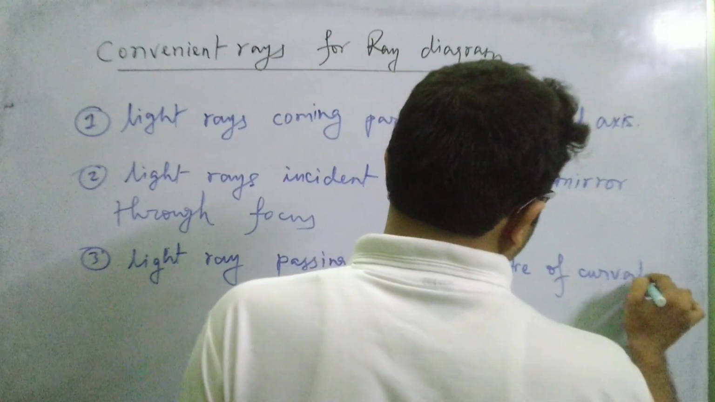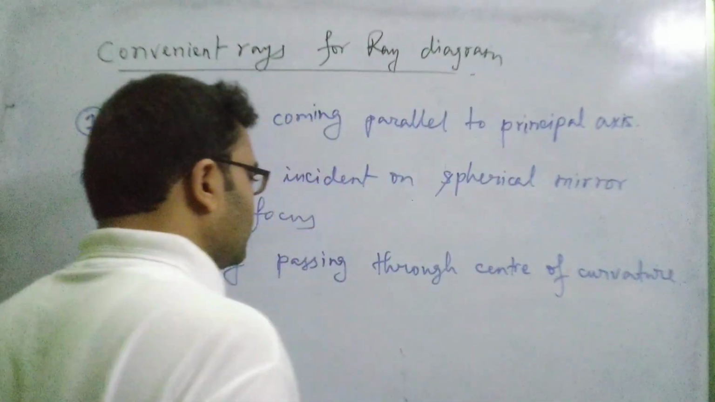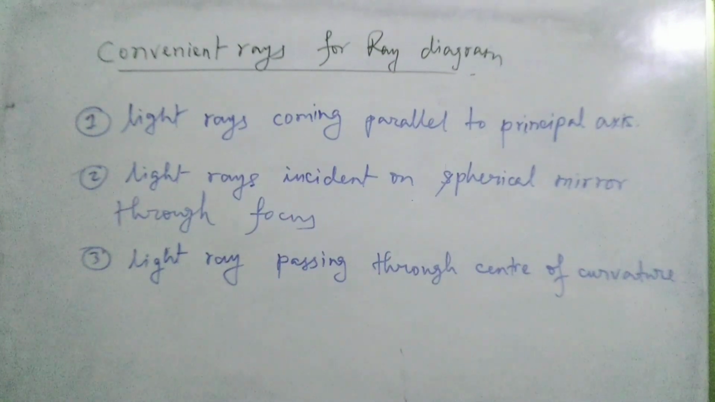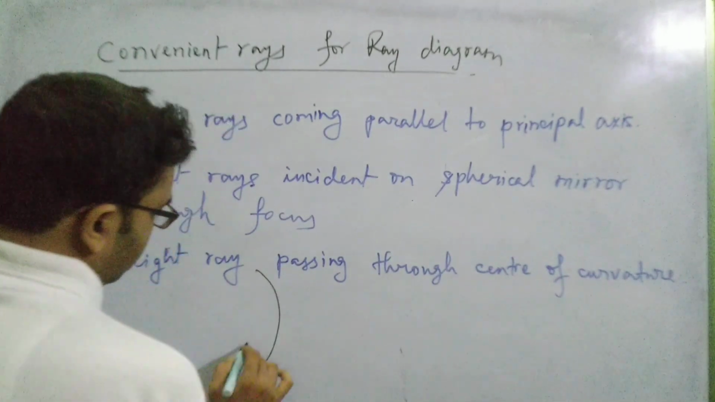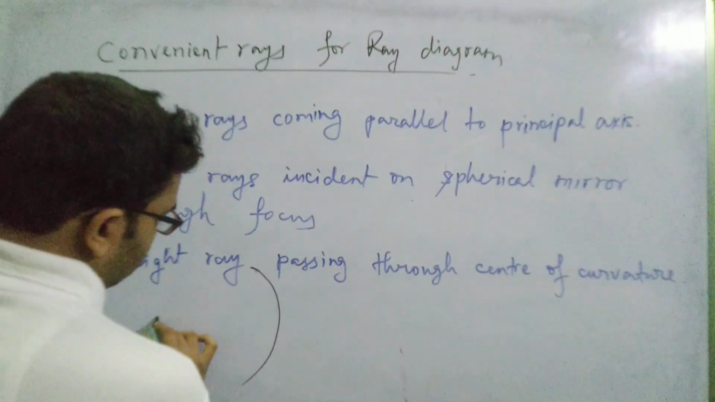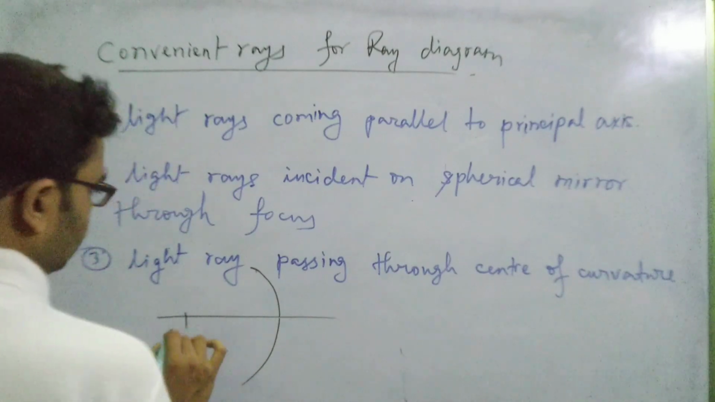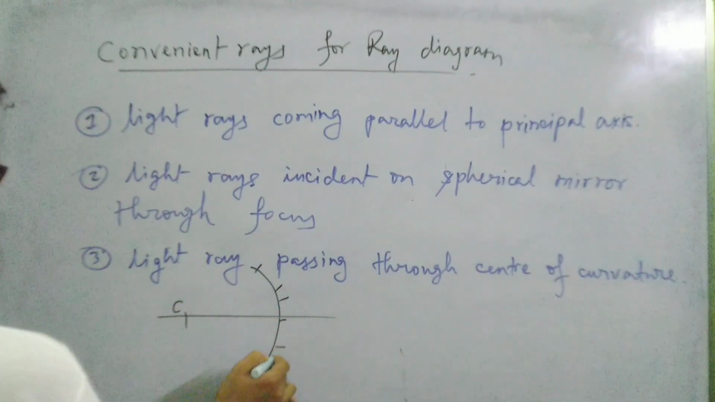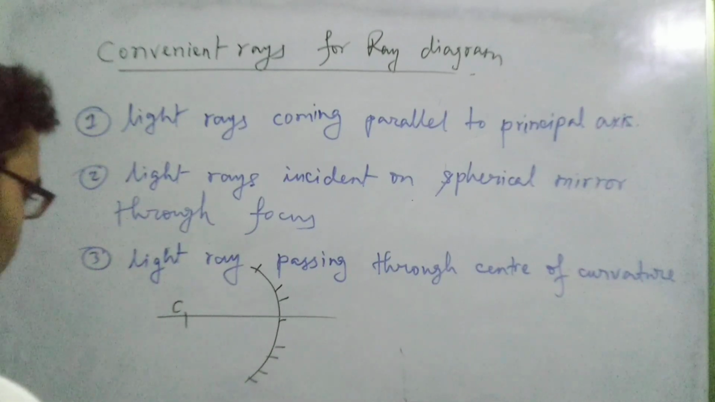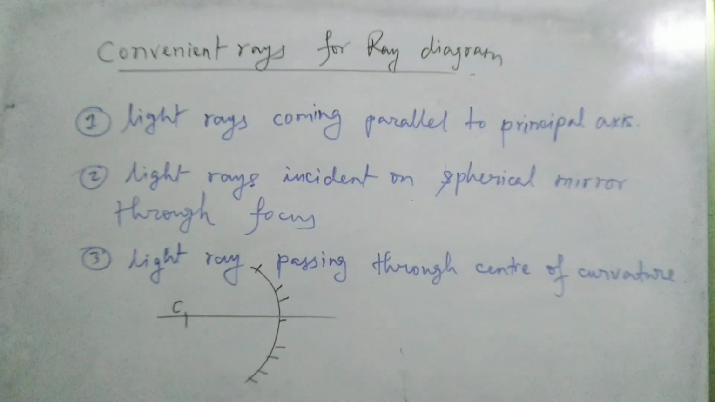Now what do you think will happen to this kind of light rays which are passing through the center of curvature? Can you imagine? Say if a light ray is passing through the center of curvature, first let us consider the concave mirror as usual. For the first case we are considering the concave mirror. Now this is the center of curvature C. Now a light ray is incident through the center of curvature on the spherical mirror. In that case, what will happen?